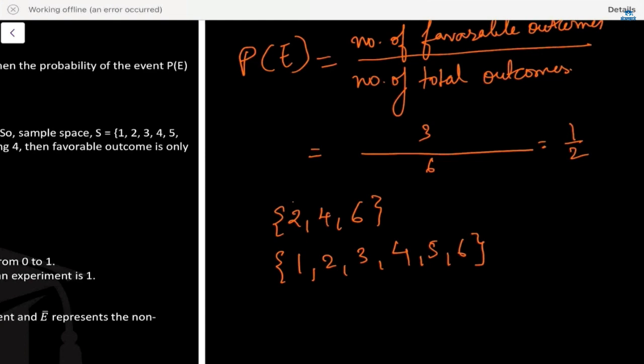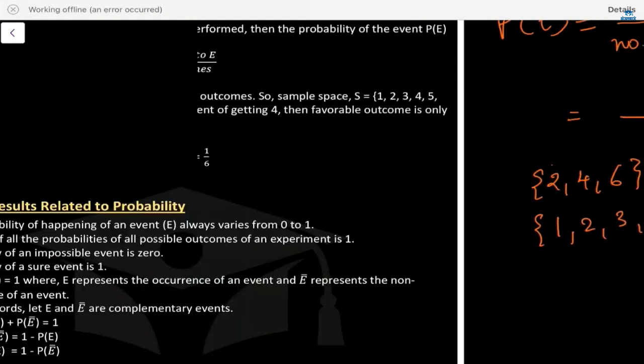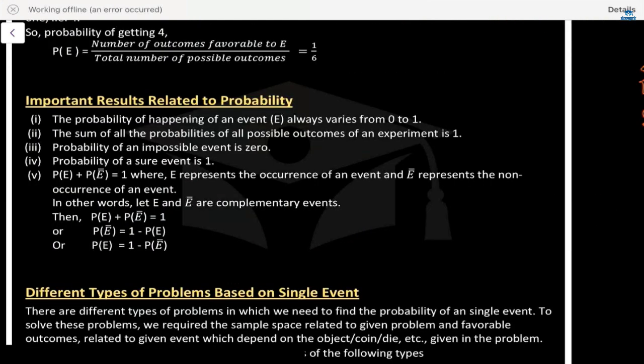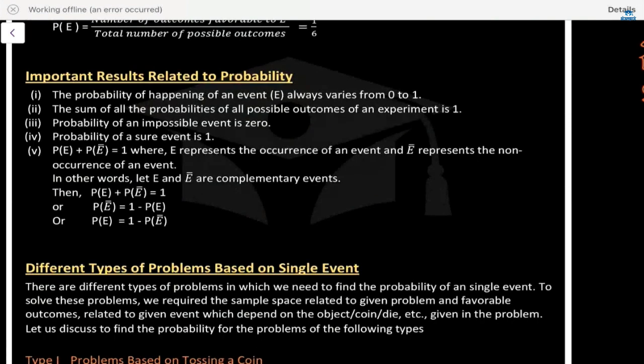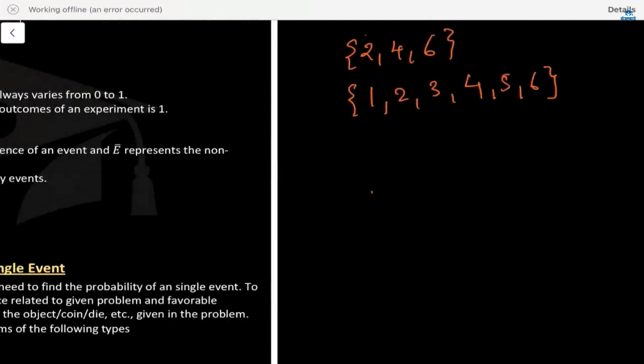Now there are some points that you have to remember when you are dealing with probability. The probability of the happening of an event is always between 0 and 1. It can be an impossible event, which you represent by 0, or a sure event, 1, or any number between these, like 0.1, 0.2, 0.56, whatever.